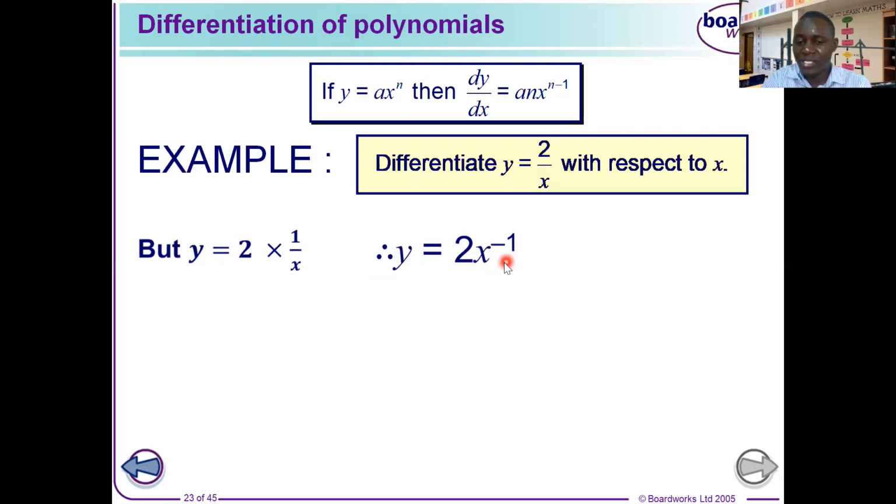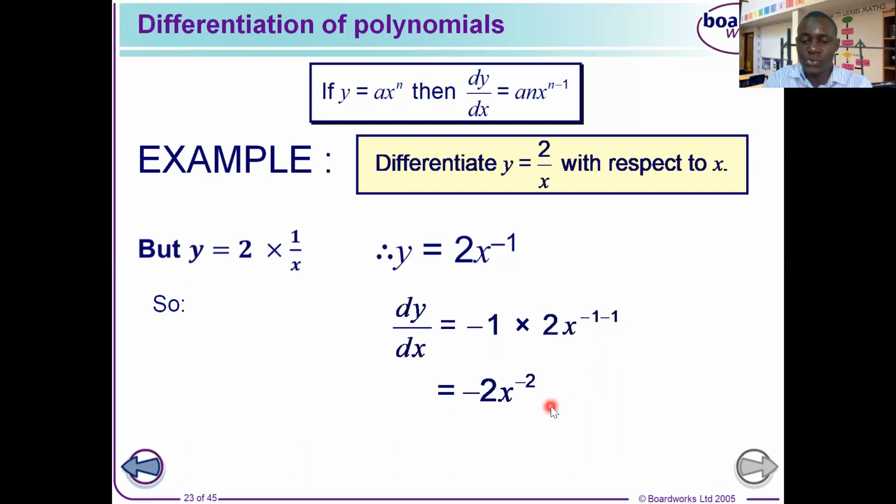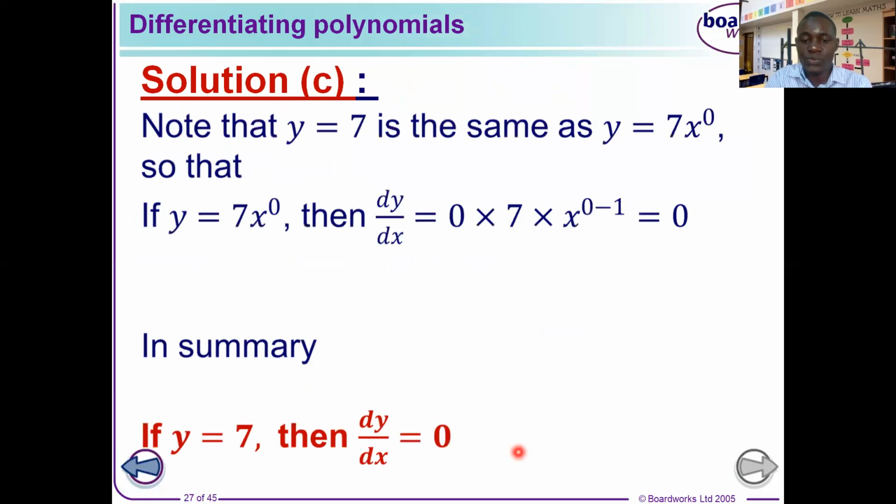So if I'm differentiating this, what do I have? I have minus 1 multiplying from behind. So that gives us, I want you to give it a try. All right, so I hope that your answer is what we have here. We have minus 1 times 2 from behind, then x raised to power minus 1 minus 1. So the final answer to that is minus 2x raised to power minus 2. So that gives us the solution to that.